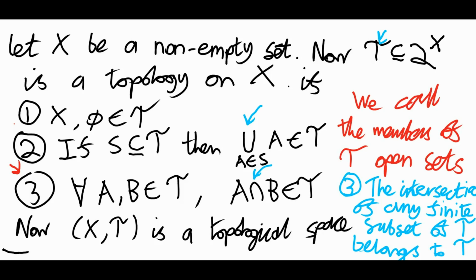Now, it's an important thing to note that there is a little bit of asymmetry here, because statement 2 says that the union of any set of open sets is an open set, whereas statement 3 says that the intersection of any finite set of open sets is an open set. So there is a difference between these union and intersection operations and how they interplay with the concept of open sets, but it's slightly subtle.